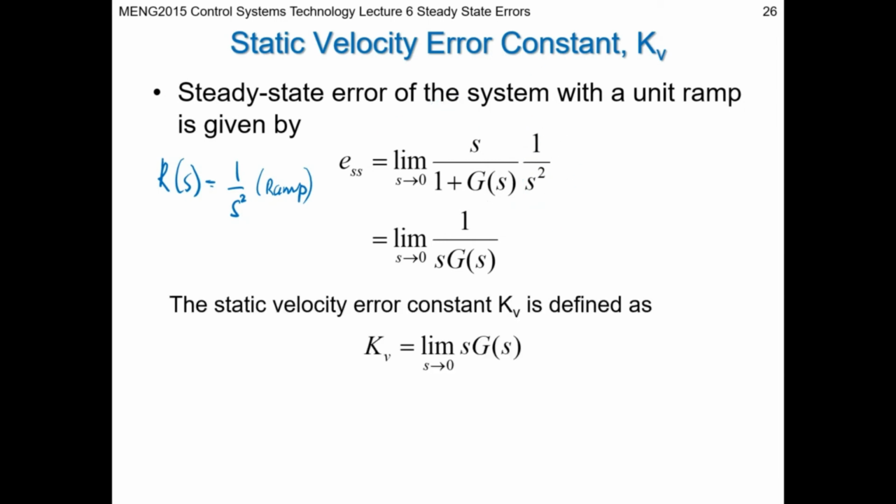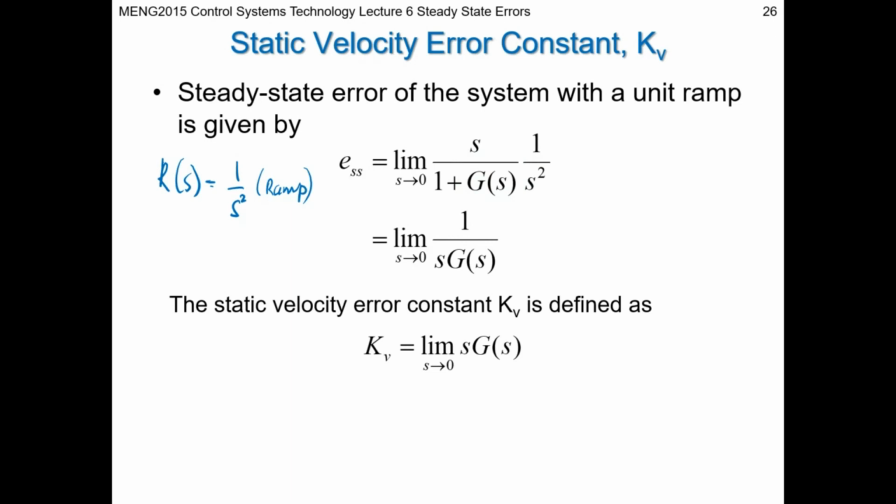Now we're defining from here our static, well, okay, before I say that, one of these cancels, this squared cancels. So if we are looking at the value of s approaching 0, then you could argue that this part makes the 1 irrelevant. So we're eliminating the 1, and we're saying that the value of steady state error now is 1 over sG(s), just these two terms in here.